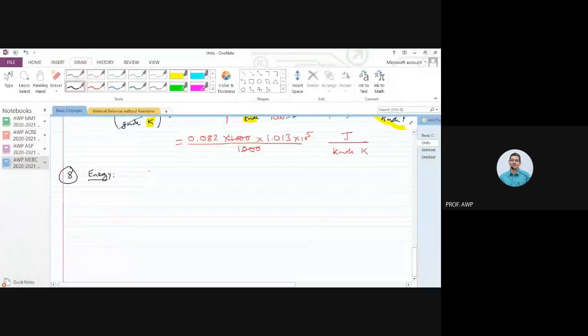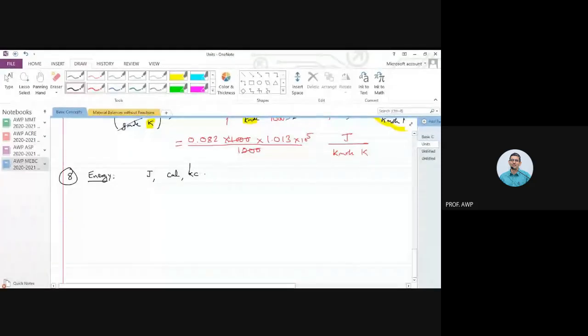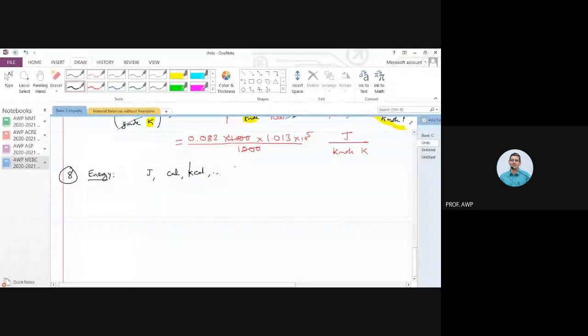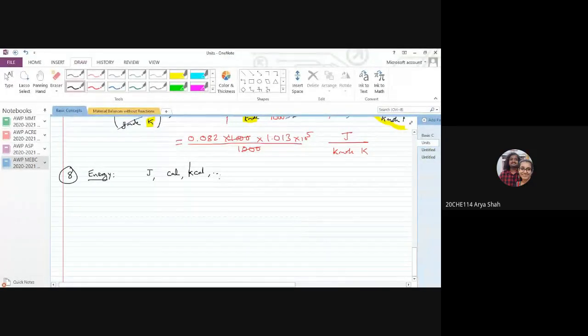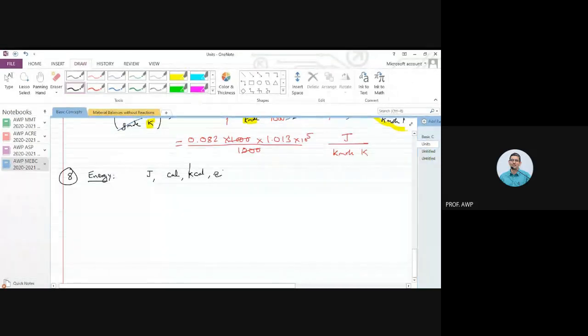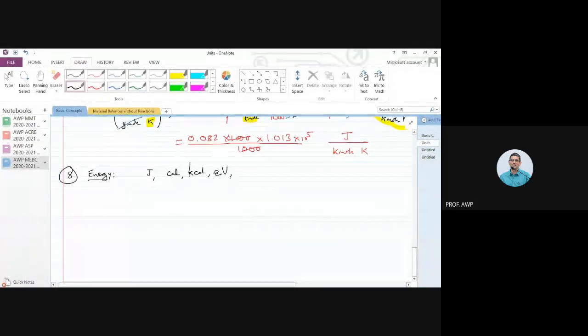So energy we could measure in terms of joules, calories, kilocalories. Any other unit that you are aware of? Electron volt. Any other? Erg. Okay. Any other? Ergs. Never ever use this unless you are referring to some really old books. Any other?